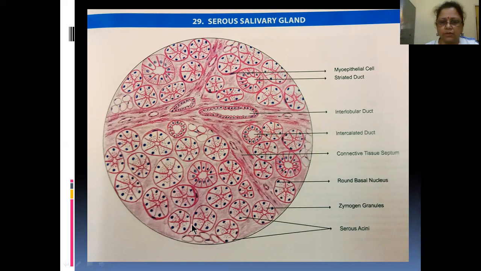Very small. Pinhead size. If you see in the slide, it will be pinhead size to 1 millimeter only. So this is how you have to draw, and here you can see the signet ring appearance, adipocytes. As I told you, in the parotid gland there will be a lot of adipocytes. So here only a few, and one or two mucous glands you may be able to see. Here you can see zymogen granules in the apical area.